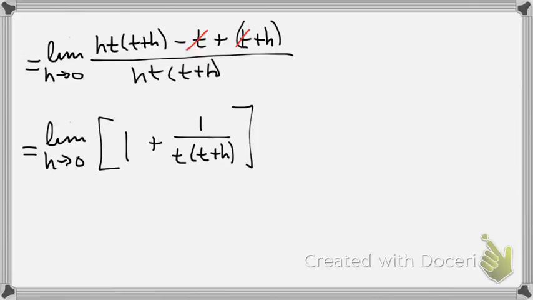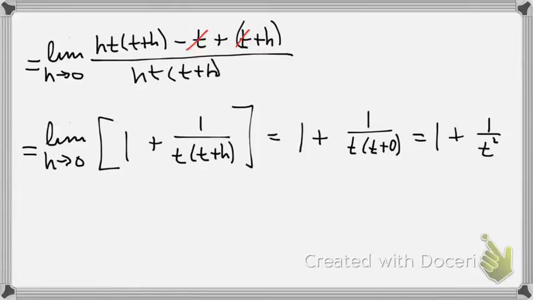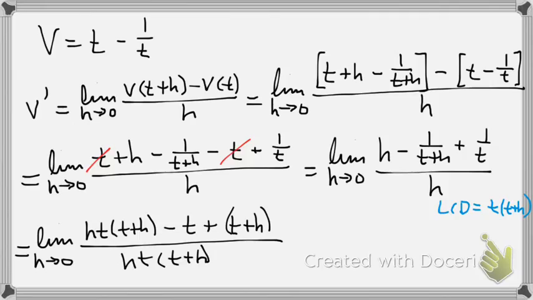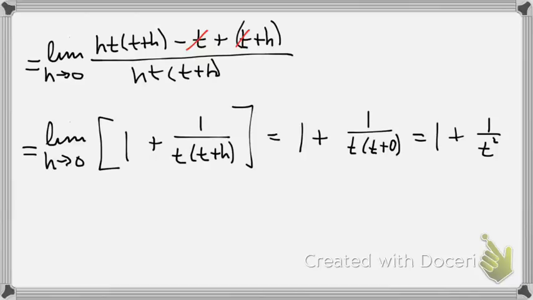Can I use direct substitution now? That's my goal. 1 plus 1 over t times t plus 0, which is 1 plus 1 over t squared. Is that okay? So our function, v equals t minus 1 over t, our derivative v prime, 1 plus 1 over t squared. Is that okay?